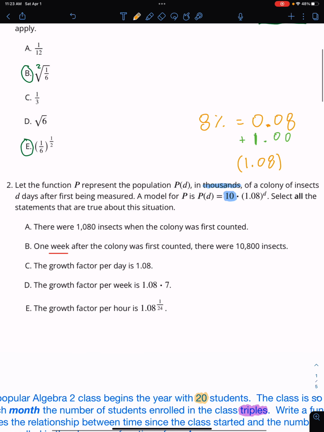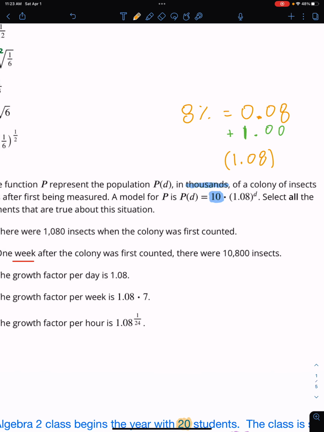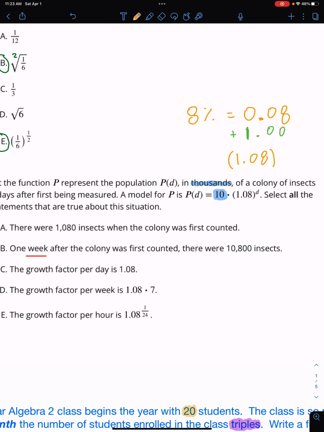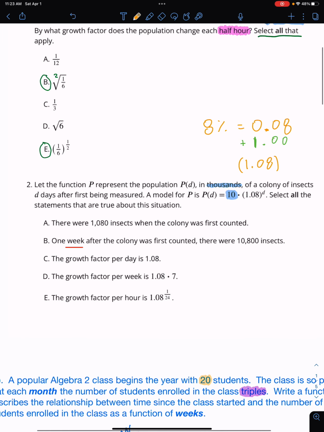Select all the statements that are true about this situation. So I think it's looking to me like every day. It's kind of crazy, right? Bugs are like that. They can increase very quickly in their population. 8% every day. This colony is increasing by 8% every day that passes. So now, let's read these statements and see which ones are true. It said select all. So when it says all, usually there's more than one answer that is correct.